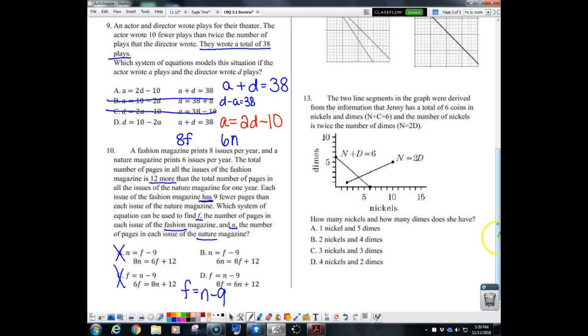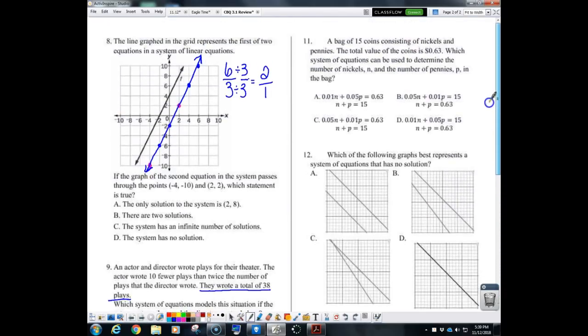All right, so let's go on to the next one. So number 11, a bag of 15 coins consisting of nickels and pennies. The total value of the coins is 63 cents. Which system of equations can be used to determine the number of nickels N and the number of pennies P in the bag?